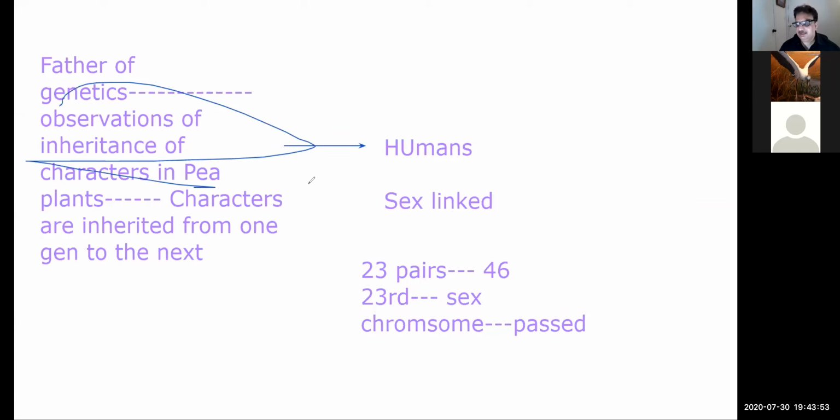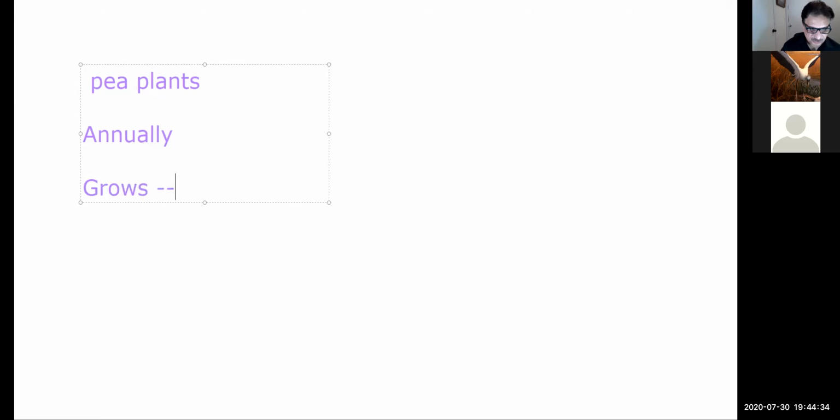He was lucky in the sense that he was not observing in humans, because in humans you can only observe one generation as we tend to live longer. But pea plants you can grow every year or more than once a year. We can grow pea plants, or any plant, in large numbers.